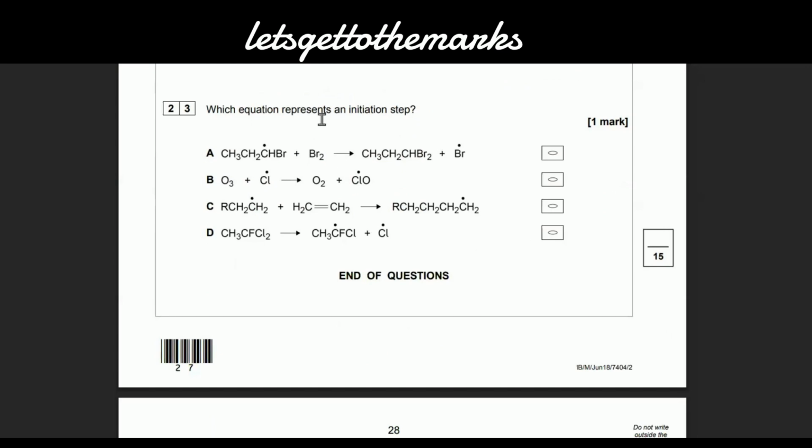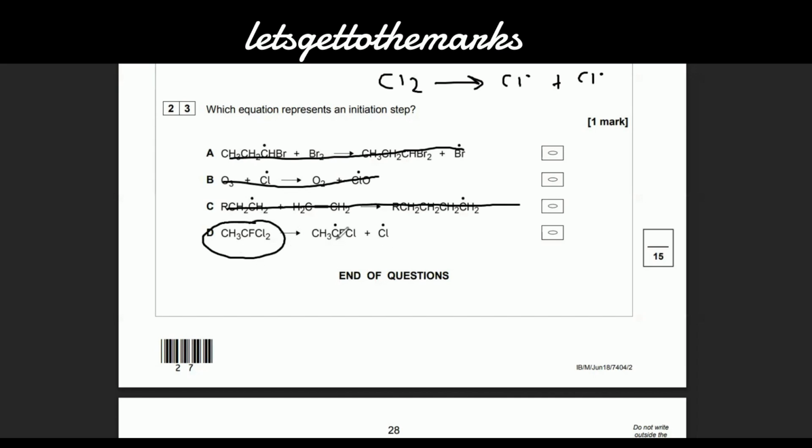Question 23. Which reaction represents an initiation step? Well, if I'm thinking initiation step, I'm thinking of the one that you guys learn about, where you get the chlorine and it becomes chlorine free radicals. So we're looking at something that's not a free radical, releasing free radicals. And look, this has already got a free radical. That's a propagation step. That can't do. This has already got a free radical. That's a propagation step. And this has got a free radical. That's a propagation step. The only one which starts without a free radical and becomes free radicals is that one. So that is an initiation step.